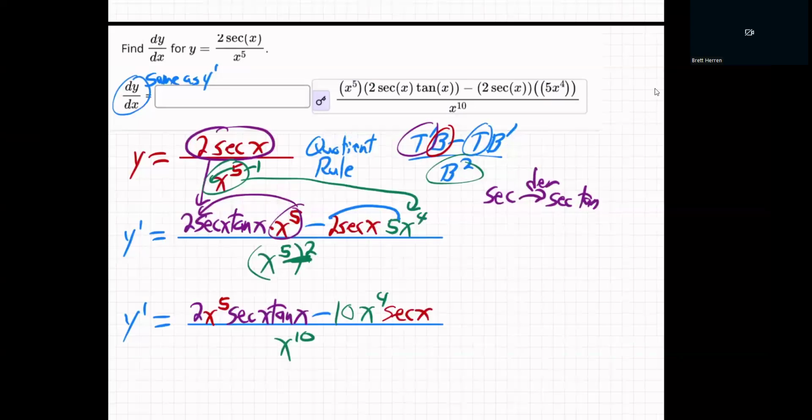Yeah, that's pretty much how we actually cleaned it up more than they did. It's okay. They would have taken this if you type it in. Either way, there it is. There's how you do the quotient rule for that trig function.